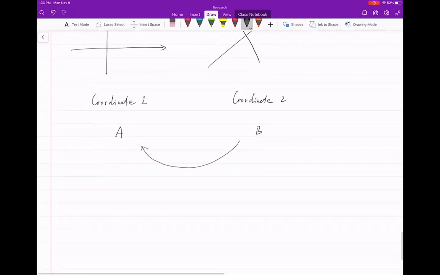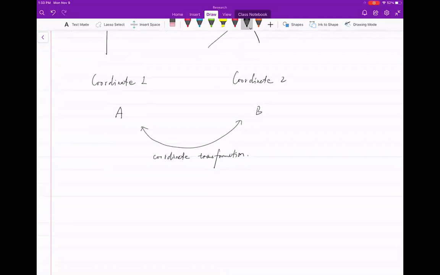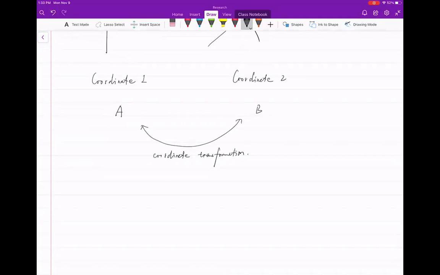You can change between these two freely according to something called coordinate transformation. So they can actually shift from one type to the other. They are actually equivalent, even though they may look different. A typical example, something like that.